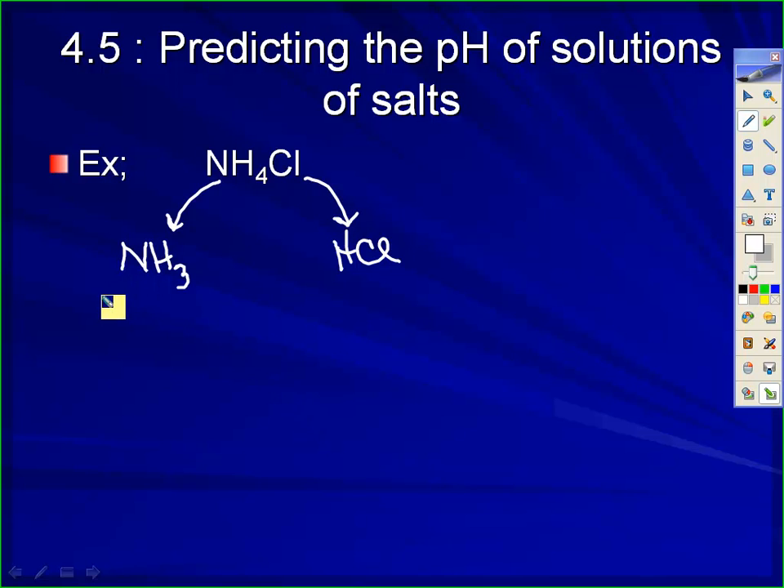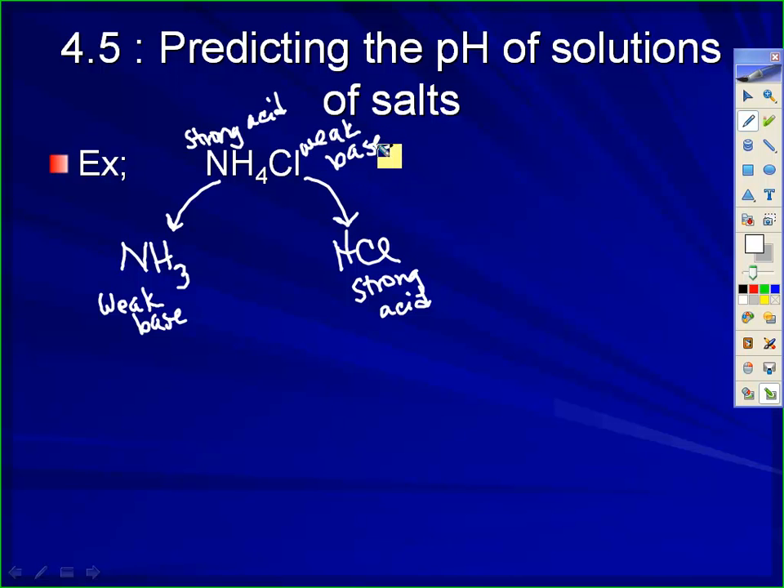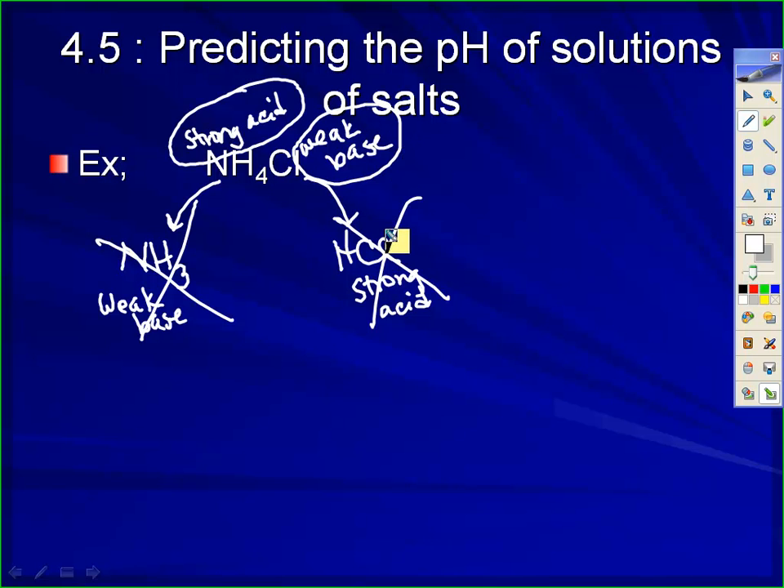Now, what we've said is that NH3 is a weak base, which means that NH4Cl is going to be a strong acid. And we've said that HCl is a strong acid, so Cl minus 1 is going to be a weak base. So now we can ignore these things because what we've got in solution is something that's acting as a strong acid and something that's acting as a weak base.